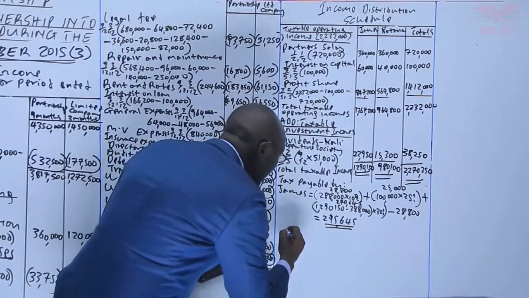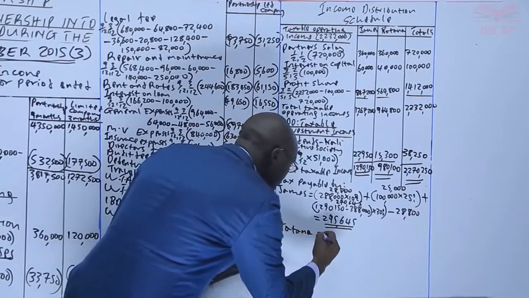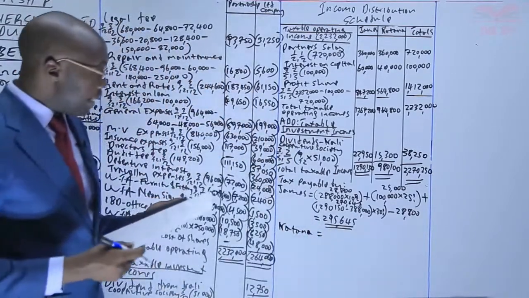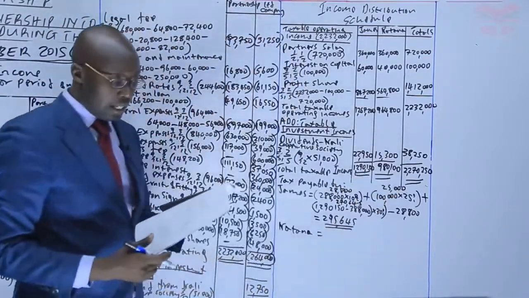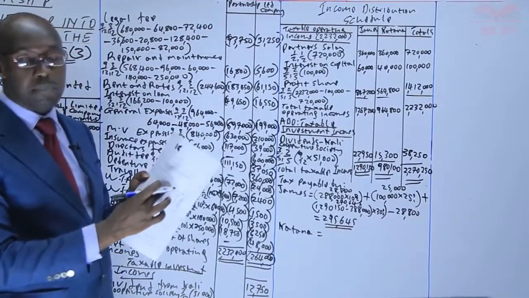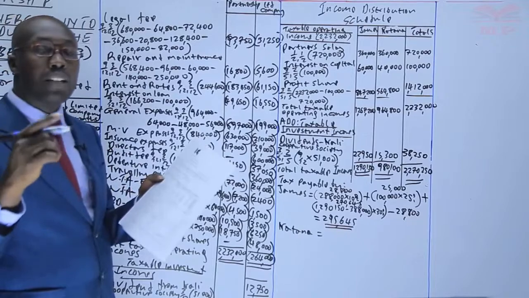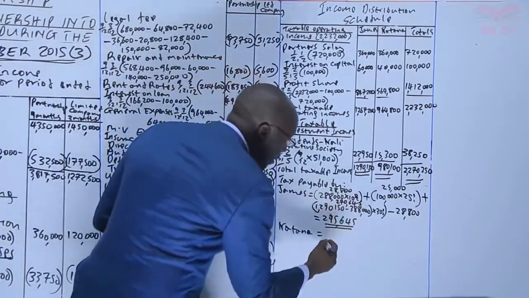And then we have the tax payable by Katana. Now, for the Katana income, we find that it is 980,100. If you go to the tax table, we find that we are going to go all the way to the rate of 30% because it is in excess of 388,000. So we start off just like this one.